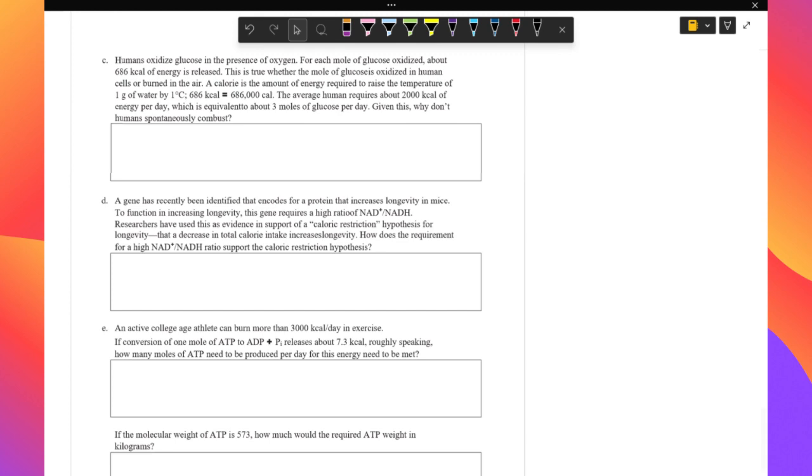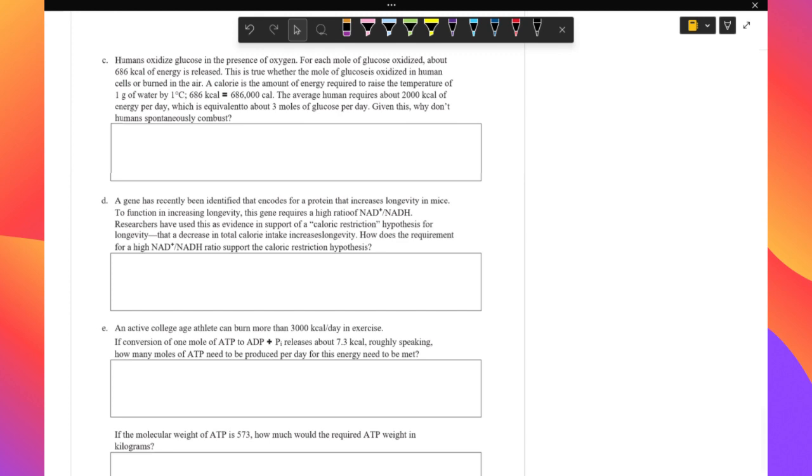A calorie is the amount of energy required to raise the temperature of 1 gram of water by 1 degree Celsius. 686 kilocalories equals 686,000 calories. The average human requires about 2,000 kcals of energy per day, which is equivalent to about 3 moles of glucose per day. Given this, why don't humans spontaneously combust?